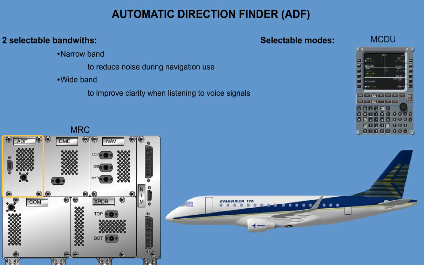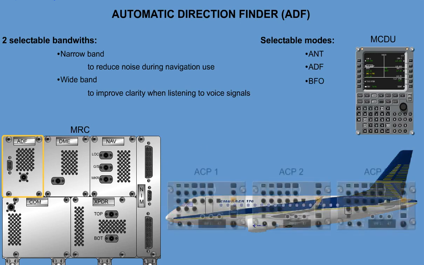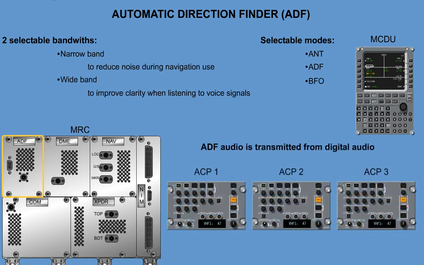The selectable modes are antenna, ADF, and beat frequency oscillator. ADF audio is transmitted from the digital audio bus to each audio panel in the system.